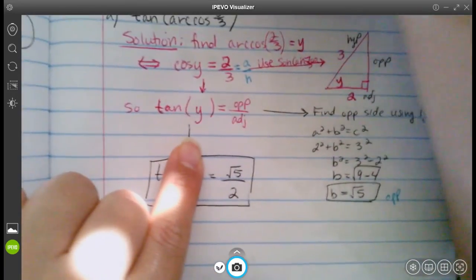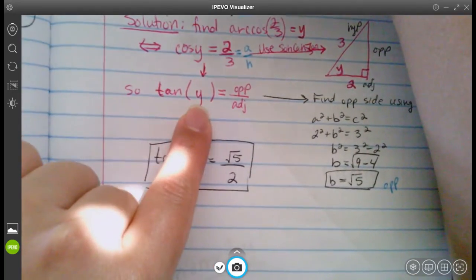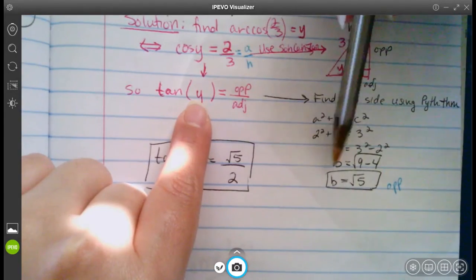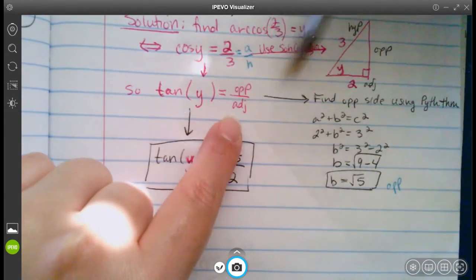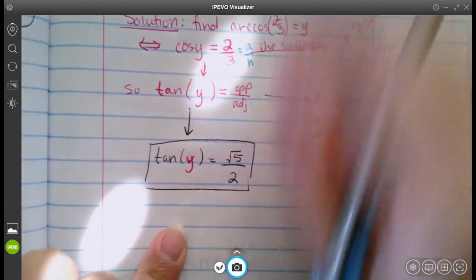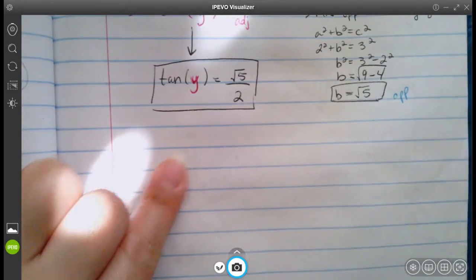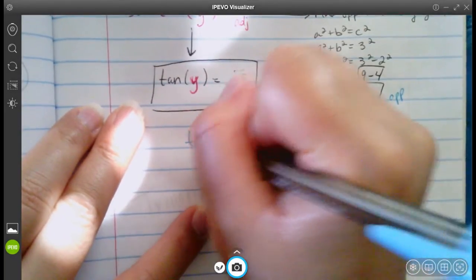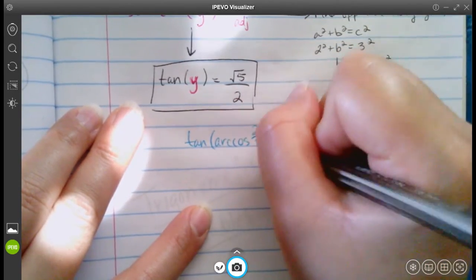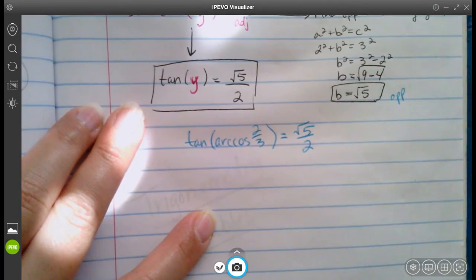So plugging that back into tangent, I can go ahead and do it like this. I know that tangent is opposite over adjacent, so I just take my square root of 5, put it on top, my adjacent, put it underneath, and we're done. And this is basically our answer. If you wanted to write it a little bit more officially, we could do tangent of arc cosine of 2/3 is equal to square root of 5 over 2.